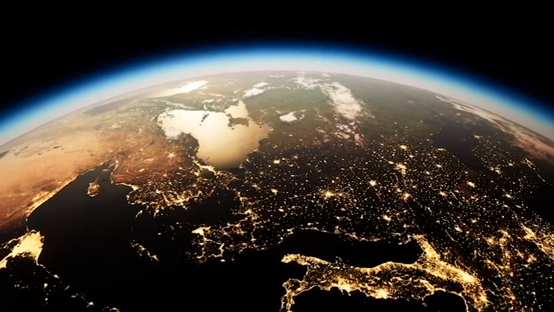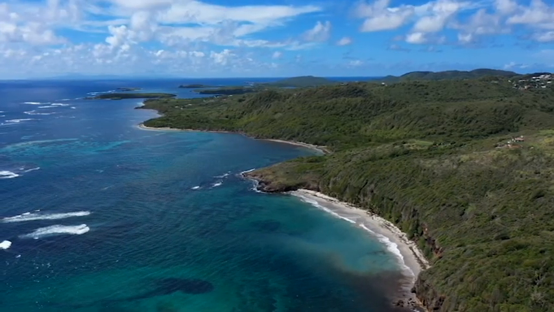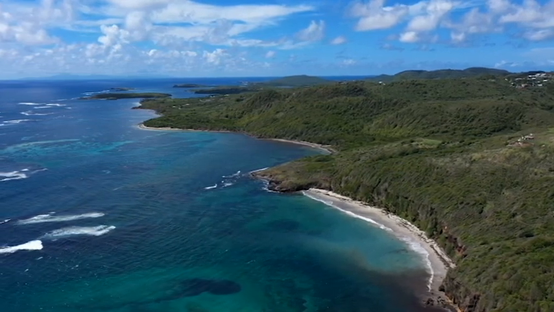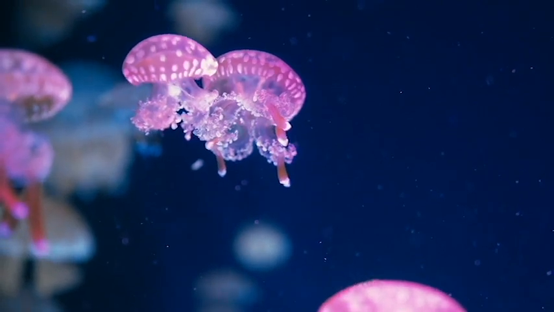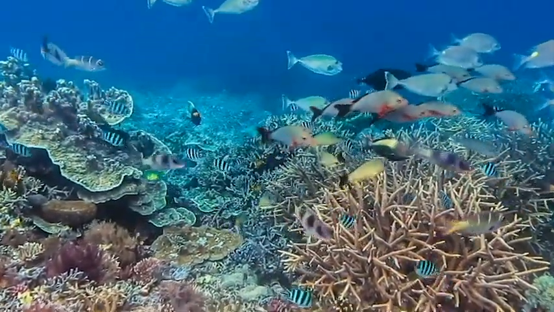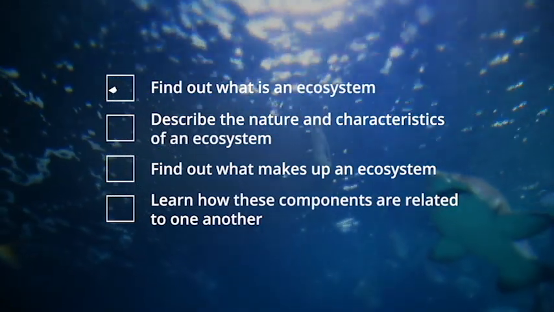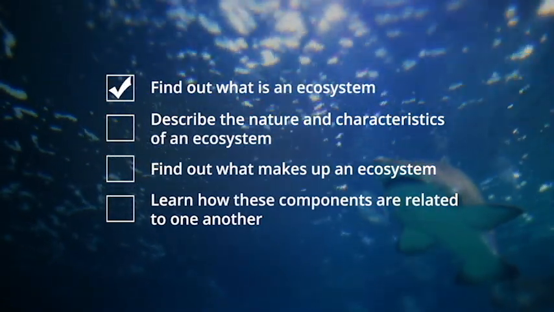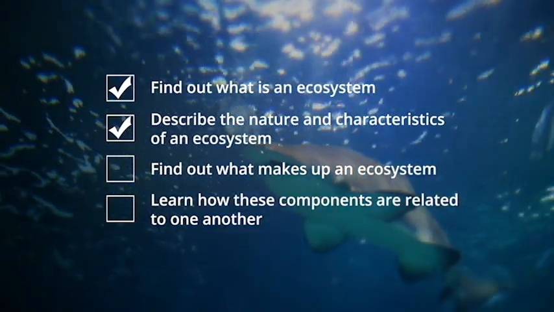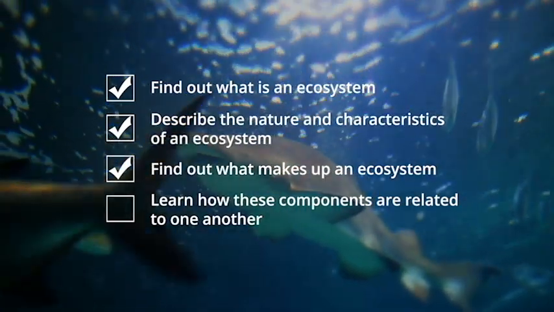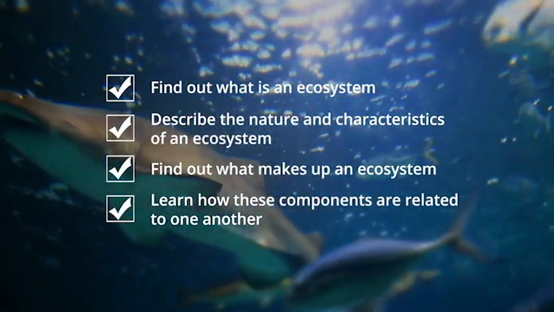The planet we live in is full of life. All kinds of organisms can be found in our little blue dot. These organisms, however, would not be able to survive if they aren't in the right ecosystem. By the end of this lesson, you will find out what is an ecosystem, describe the nature and characteristics of an ecosystem, find out what makes up an ecosystem, and learn how these components are related to one another.